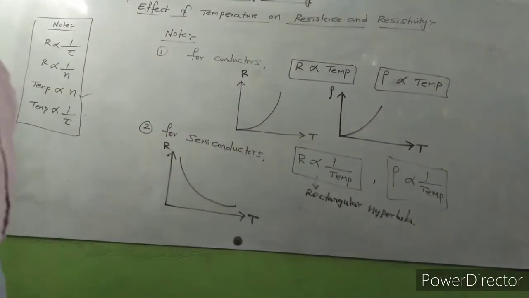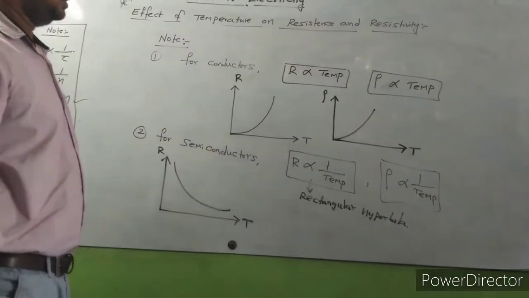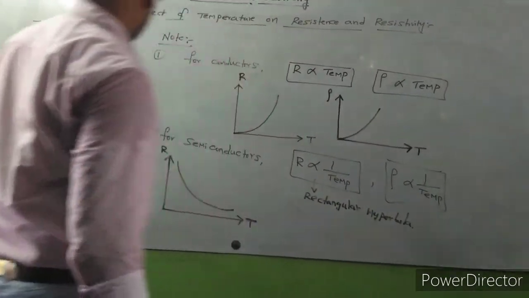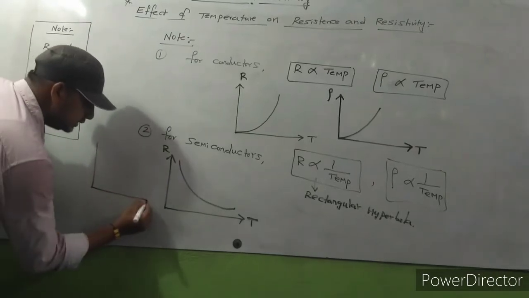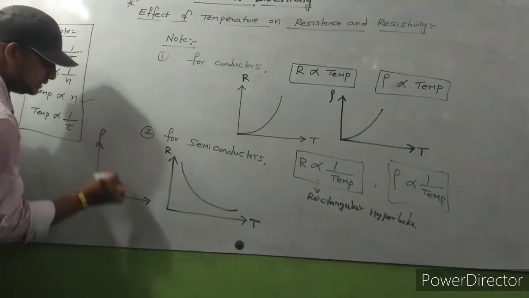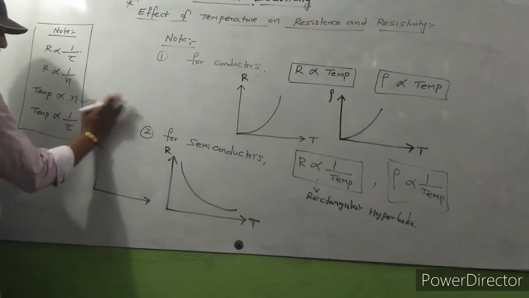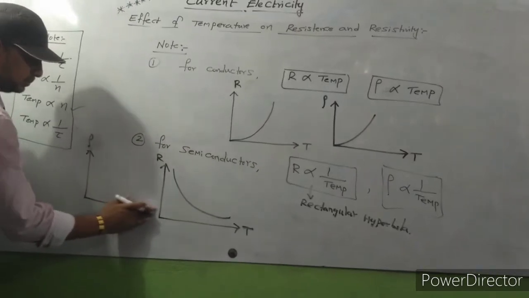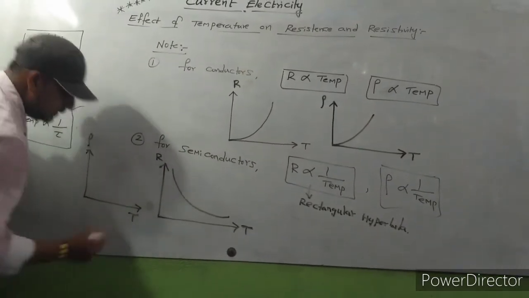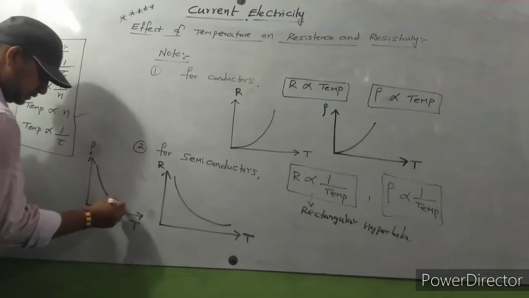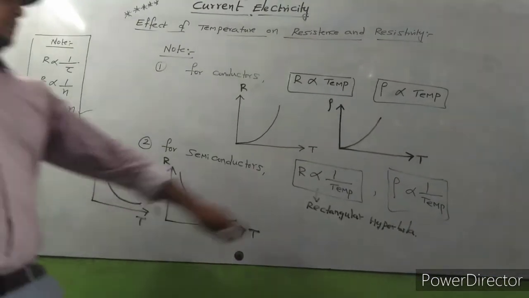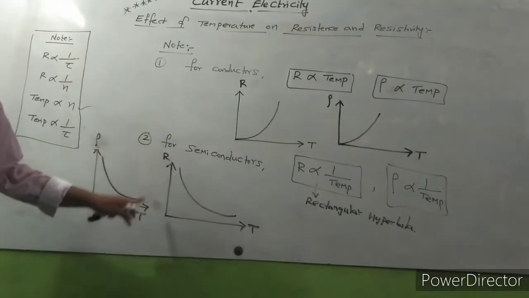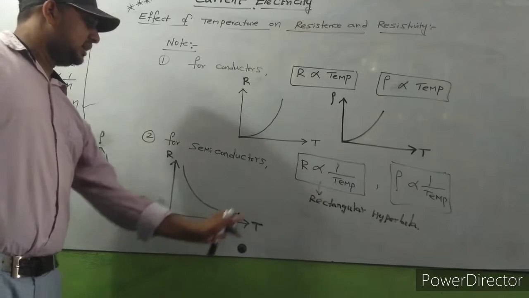A rectangular hyperbola. This is resistance versus temperature. Resistivity versus temperature graph for semiconductors is the same. Resistivity versus temperature is also inversely proportional, so we'll get the same graph. Resistivity is also inversely proportional to temperature, so that one is also a rectangular hyperbola, and the resistance and temperature graph is a rectangular hyperbola.